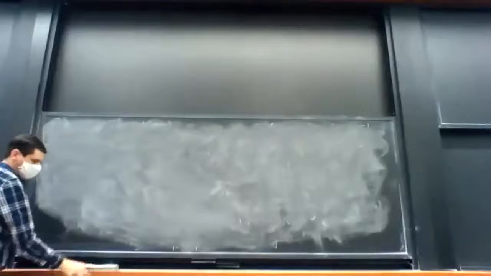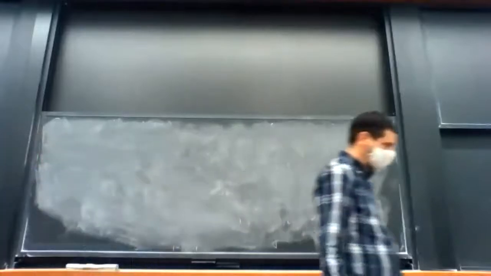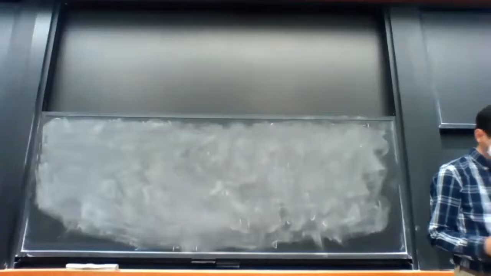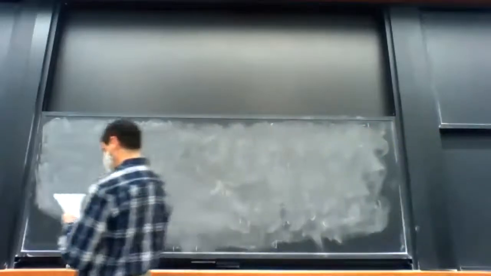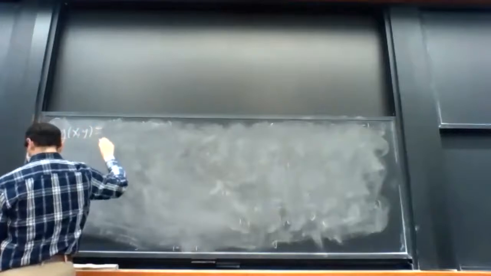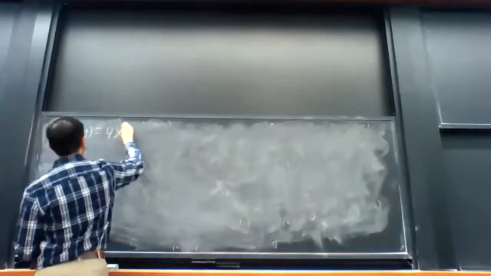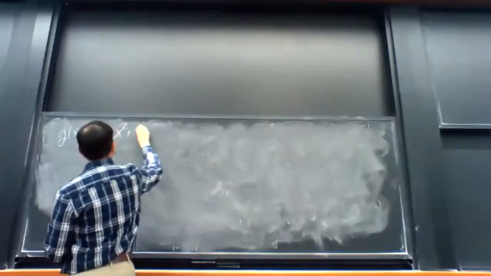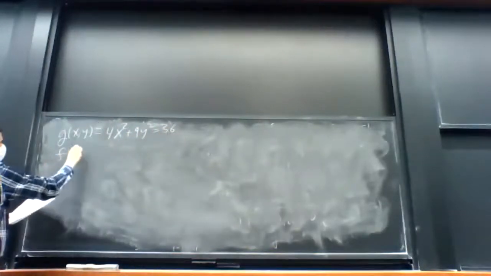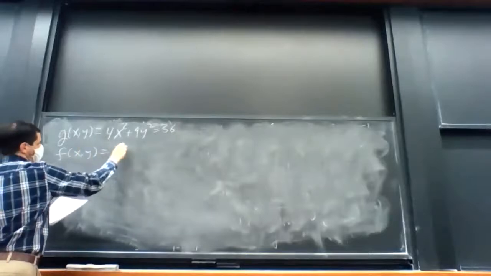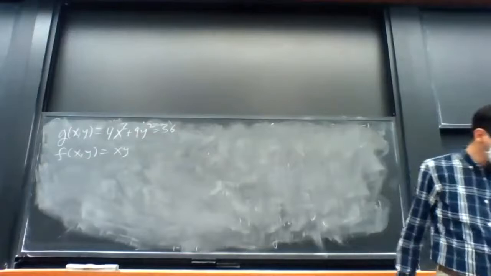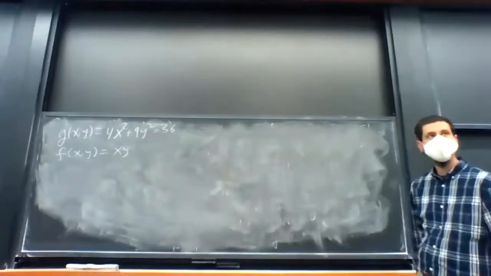All right, so let me just pull a problem at random. The constraint is g of x, y equals 4x squared plus 9y squared equals 36, and f of x, y equals x times y. Hopefully this is not one of your homework problems. There's a nice interpretation of this. So we want to solve this problem.